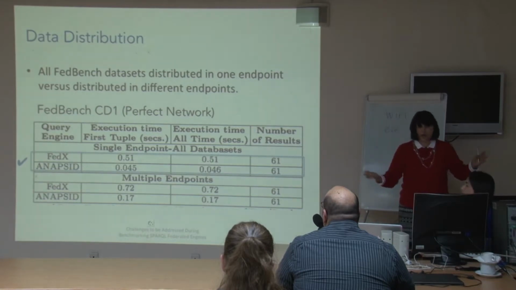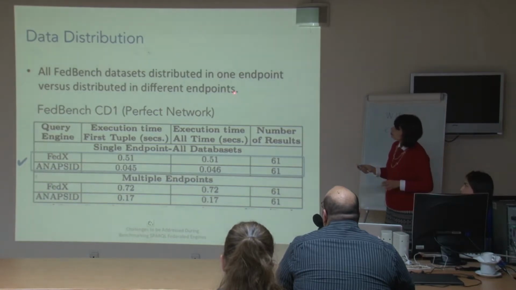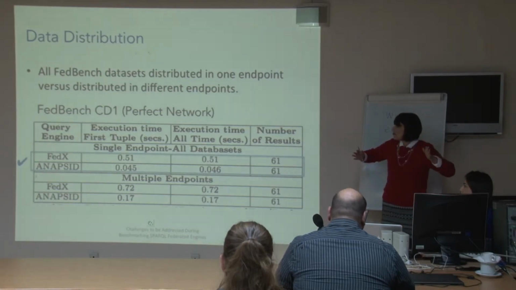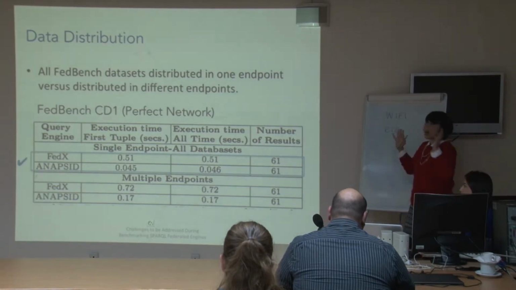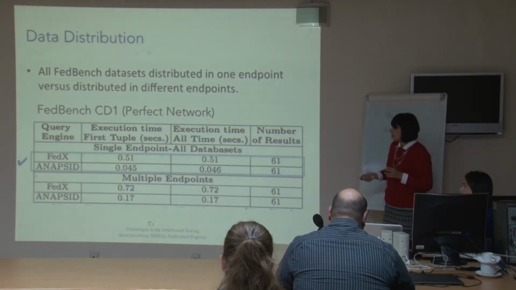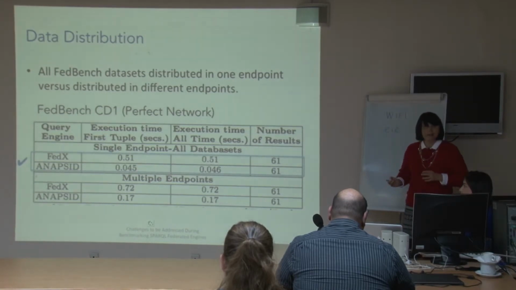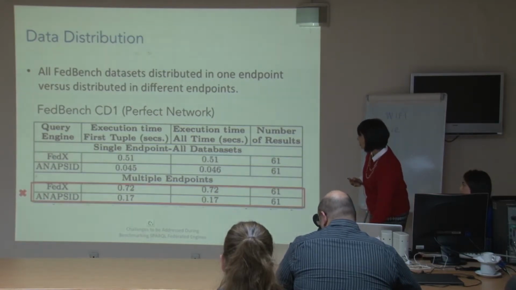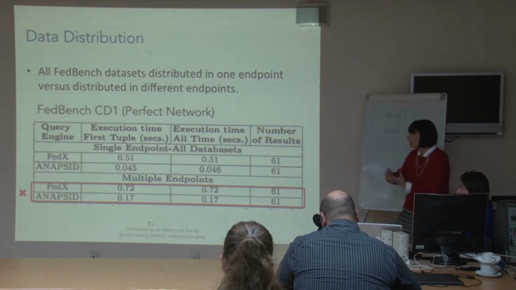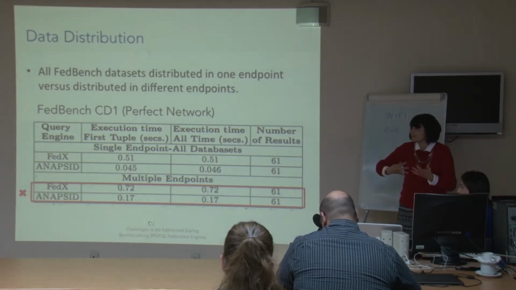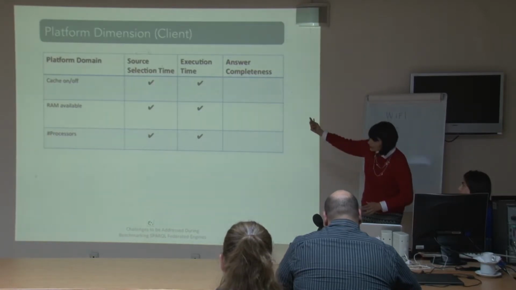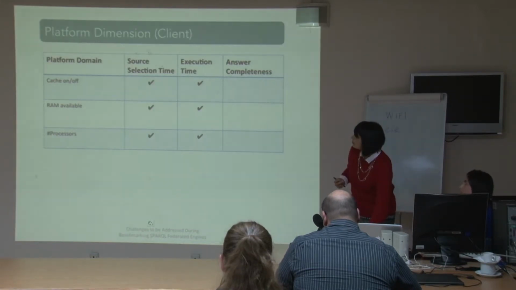of this existing benchmark. On the other side, if we consider the data distribution, suppose I have one single endpoint, and in this single endpoint, I have all the data. So in this case, clearly, ASIP outperforms FedEx. But the other way around, we will have less clear performance. So it's clear that the platform also impacts the execution of all these engines.